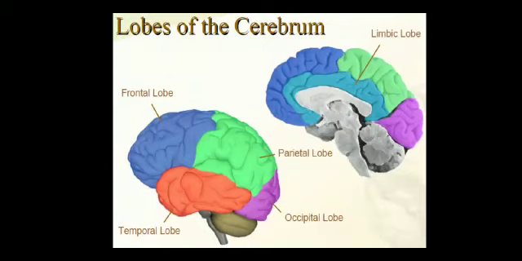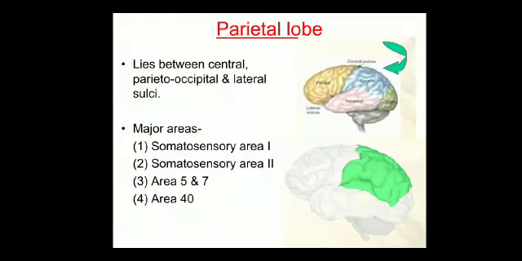So, the parietal lobe lies between the central sulcus and the parieto-occipital sulcus. Between these two sulci, the area of the cortex, we call the parietal lobe. This lobe is mainly concerned with the sensory function, because the somatosensory areas 1 and 2 are located in this area.